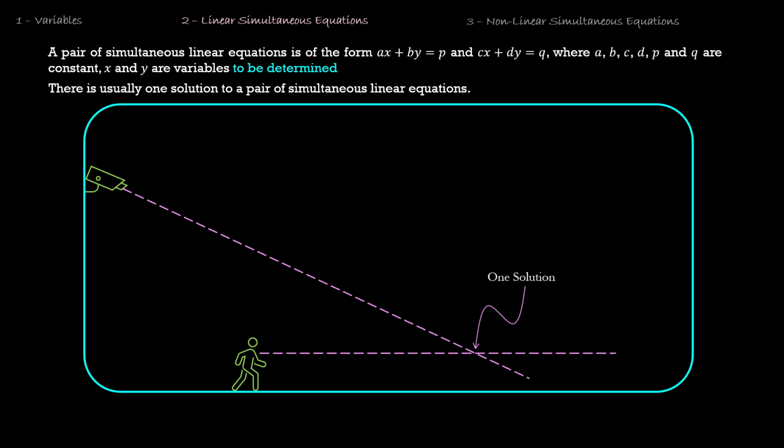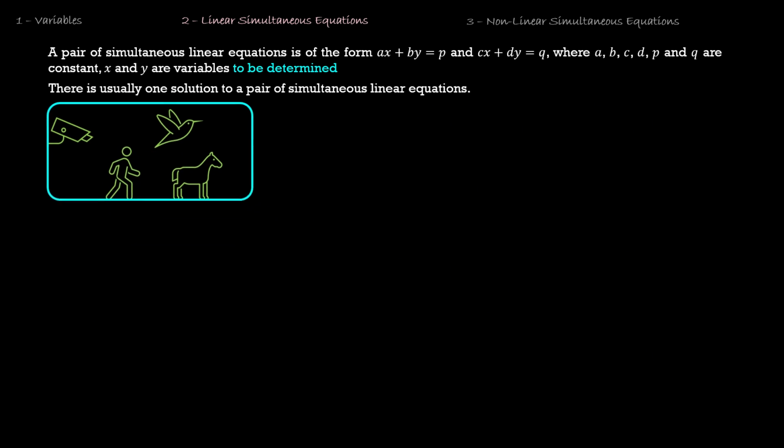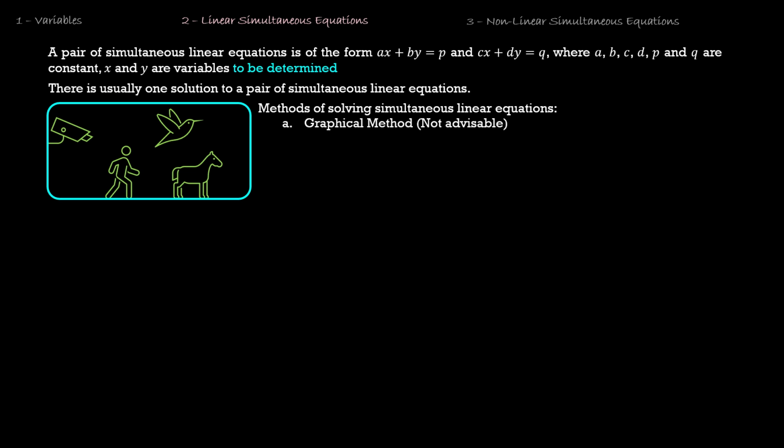However, it is possible that there are no solutions at all, and this is because the lines are parallel to each other. On the other hand, if the lines are exactly the same, then there will be infinitely many solutions. There are four methods which we can use to solve a pair of linear equations. Firstly, we can solve them graphically, but this is not advisable. We can also use the matrix method, but this is not in the syllabus and thus should not be employed. Rather, we will be solving them using either the elimination method or the substitution method.